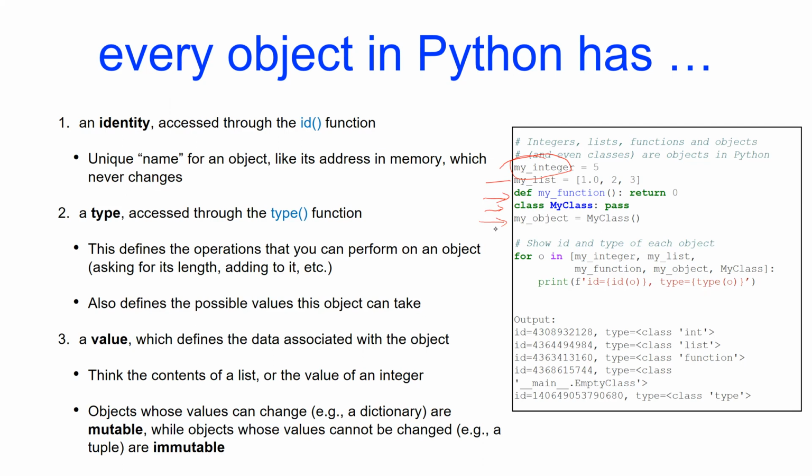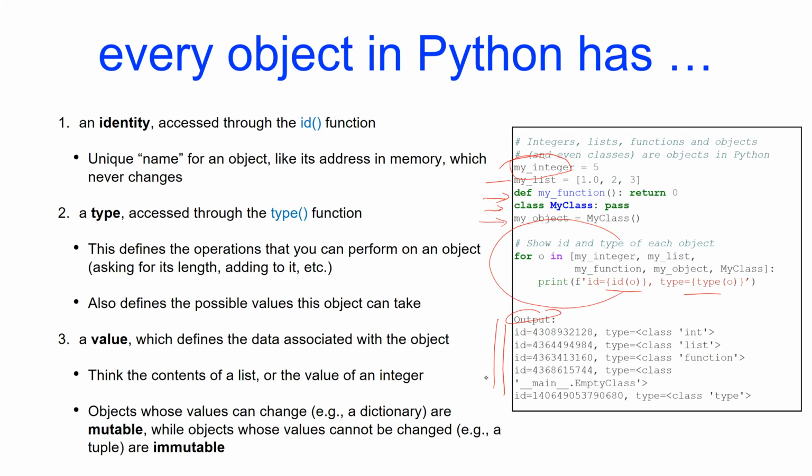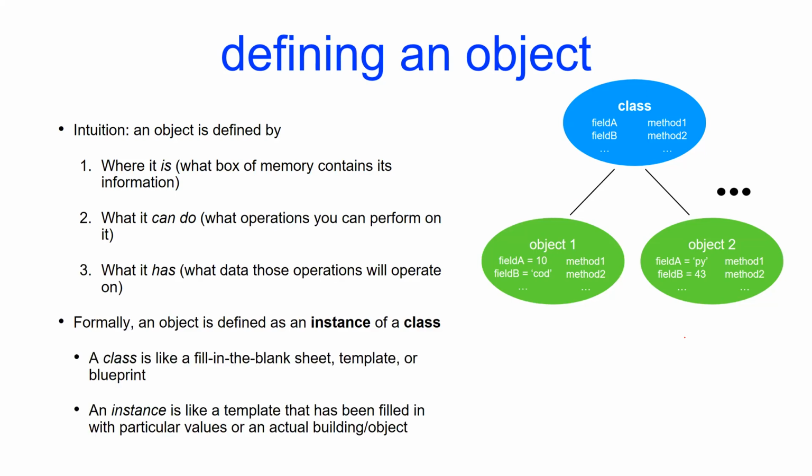So now, what I want to show in this example is that we are using this to print out the ID and type. As you can see, this will be the output. We have an ID, we have a type. Those IDs are a string of numbers. Just think of them as some kind of memory address.